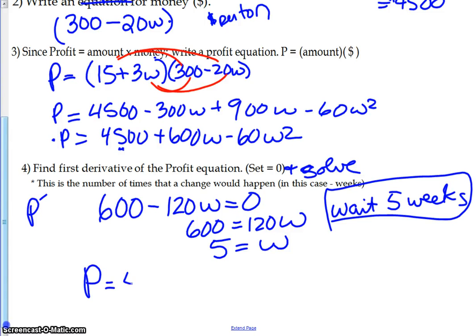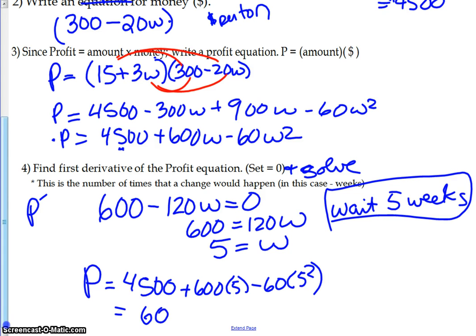The profit would be 4,500, plus 600 times 5, minus 60 times 5 squared. Oops, sorry, this was a plus, by the way. And in the end, that profit turns out to be $6,000. That's a little bit better than the $4,500. So he increased his profit by waiting the 5 weeks by $1,500. Pretty nice.